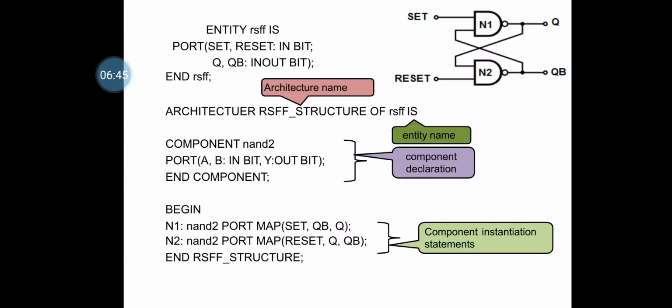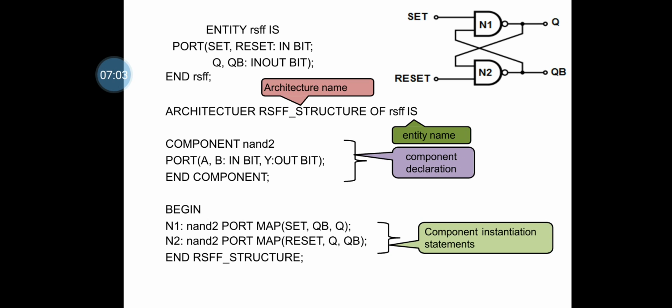Now the next program which we are going to do is of SR flip-flop. So you can see here there are two NAND gates with the inputs set reset, as well as there are two more inputs to the NAND gate, that is Q and QB. But you can see also here that QB and Q both are output as well.